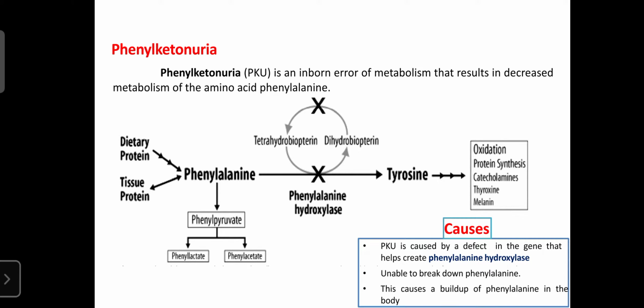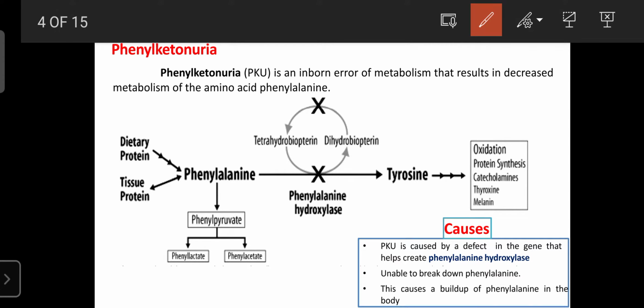Okay, so the first one is known as phenylketonuria. It is also written as PKU. It is an inborn error in the metabolism of phenylalanine. This phenylalanine we get from the protein diet source, as well as from tissue protein. In the presence of the phenylalanine hydroxylase enzyme, phenylalanine is converted into tyrosine. Then that tyrosine is involved in the oxidation process, protein synthesis, synthesis of catecholamines, synthesis of thyroxine, that is the thyroid hormones, as well as synthesis of melanin.